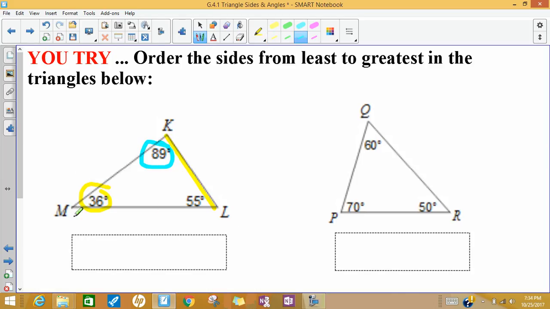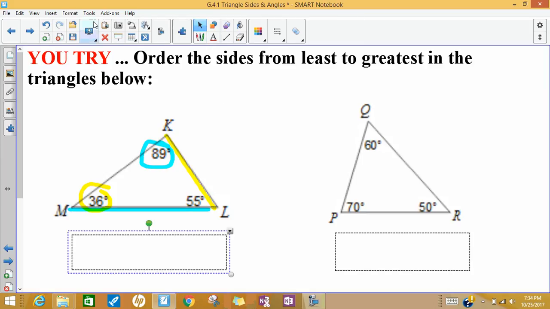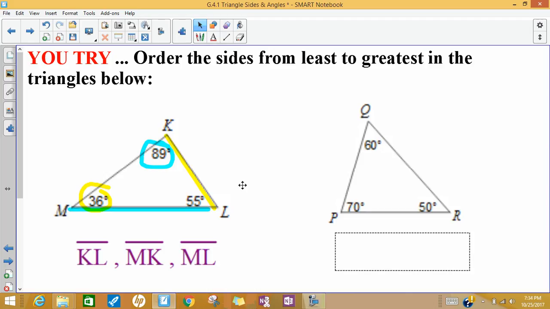89 is the biggest angle. That makes ML the longest side. And so there we go in order. And make sure when you're naming these sides, you put the segment symbol on top of the letters.